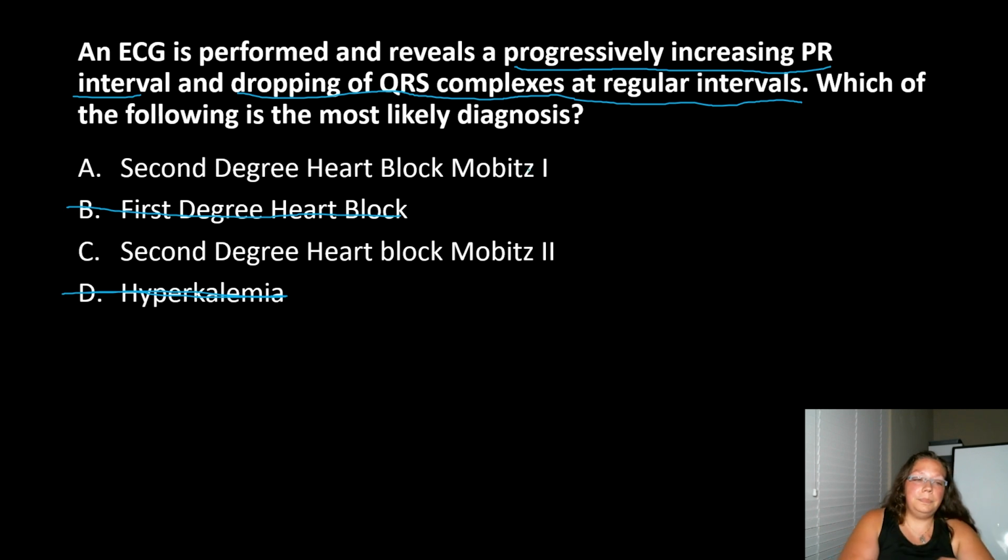So which one has the progressively increasing PR interval? If you remember the poem, longer, longer, longer, drop, then you have Wenckebach. If not all the P's go through, then you have Mobitz 2. So if it gets longer and longer and longer, drops, then we've got Wenckebach, which is 1. So if you said second degree, Mobitz 1, you're good to go.